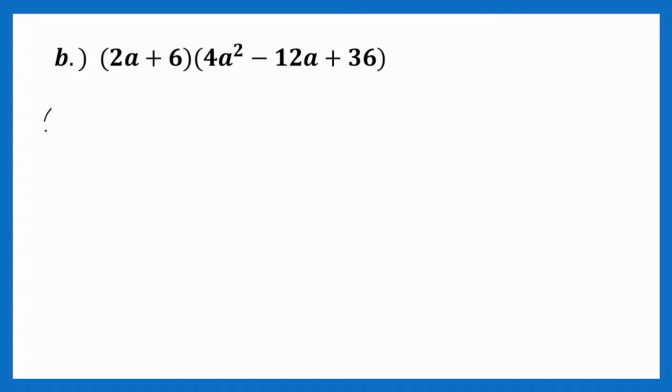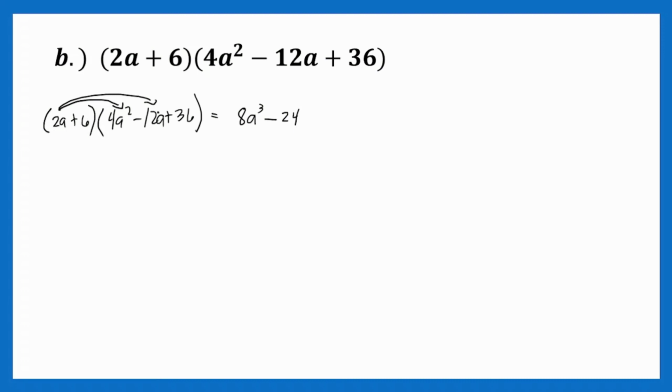So, we have 2a plus 6 multiplied natin dito sa trinomial, 4a squared minus 12a plus 36. So, ayan. So, let's operate this one. 2a times 4a squared. So, that's 8. Tama? A tapos, na-raise sa 1 times a squared. Sabihin, 3 na. 1 plus 2, the answer is 3. Next. 2a times negative 12a. That's negative 24. Tama ba? 2 times negative 12 is negative 24.